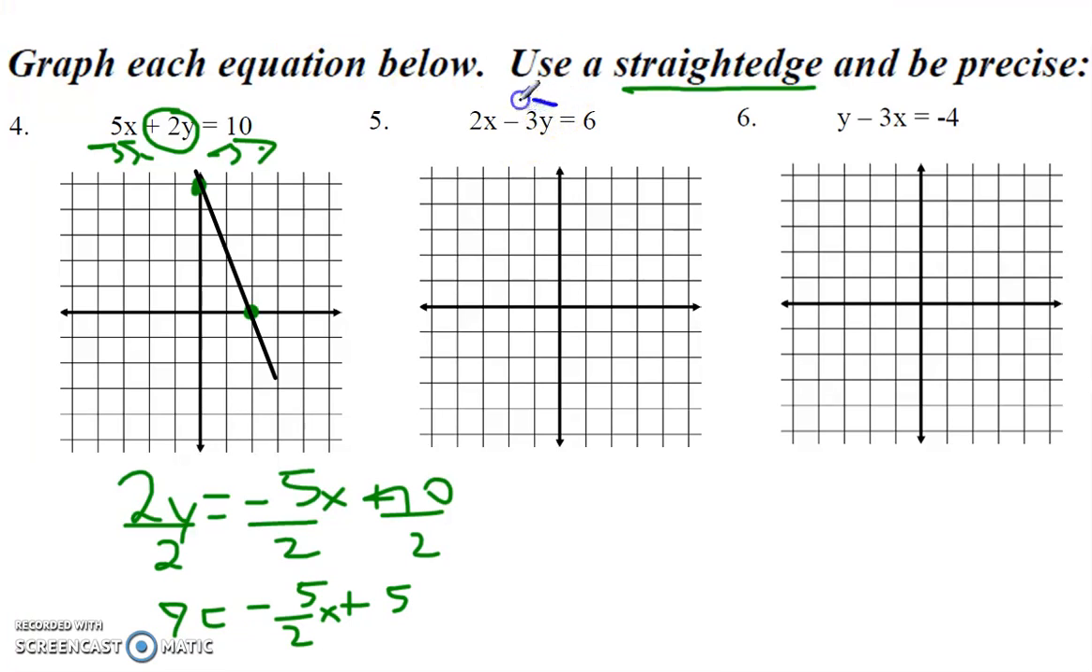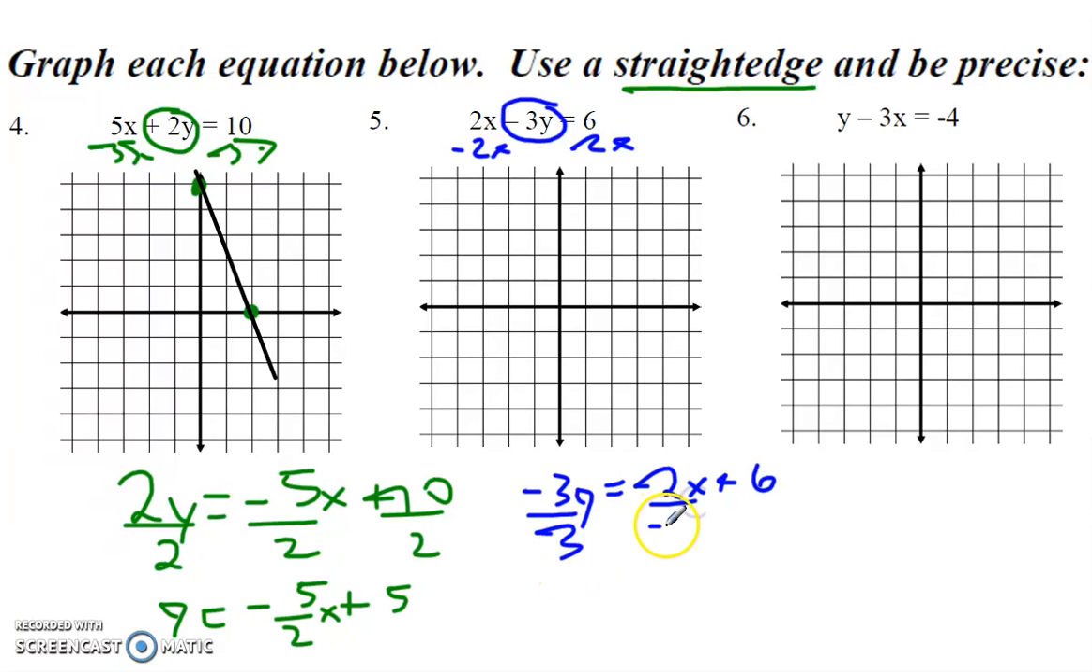Alright, solve this one for y. Remember that the negative goes with the 3y, so subtract 2x from each side. And then we get negative 3y is equal to negative 2x plus 6. Divide by negative 3. Divide every term by negative 3. This cancels out. Y is equal to positive 2/3 x minus 2.